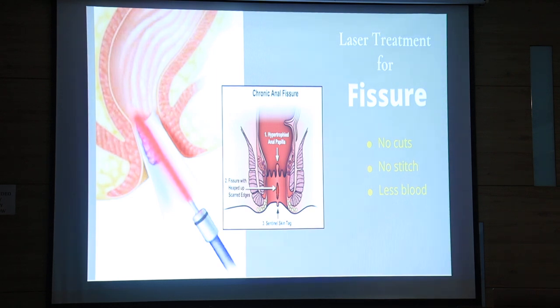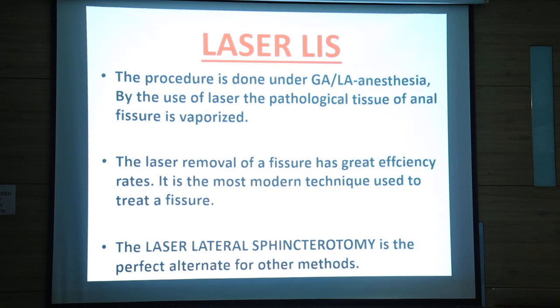This is a blind technique, and this blind technique leads sometimes to mucosal puncture. The second disadvantage is sometimes it causes the fibers of the external sphincter to be damaged. So it's a blind procedure. I am now not doing this procedure. I am just taking out the fibers of the internal sphincter and cutting with the help of laser. The procedure is done under local, general or spinal anesthesia. Laser removal of the fissure has great efficiency.